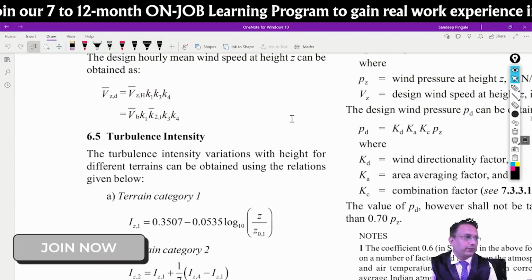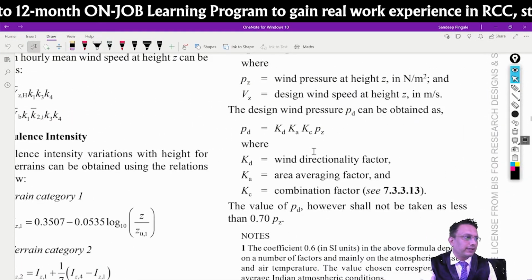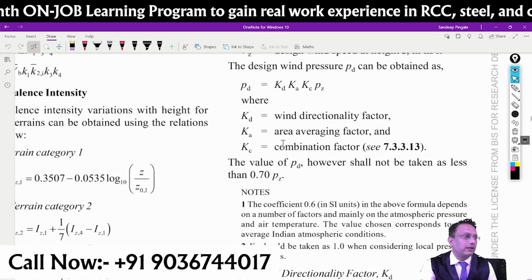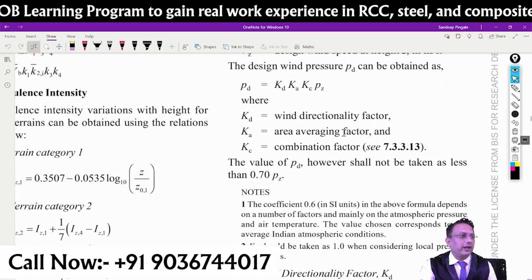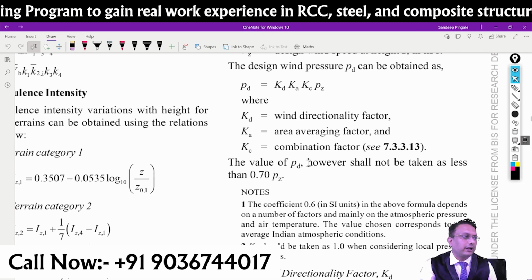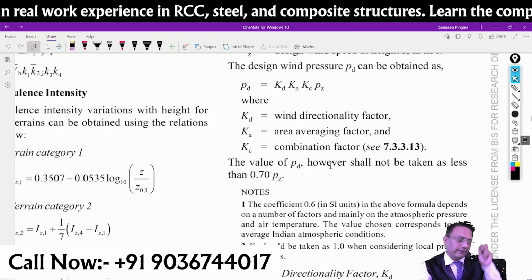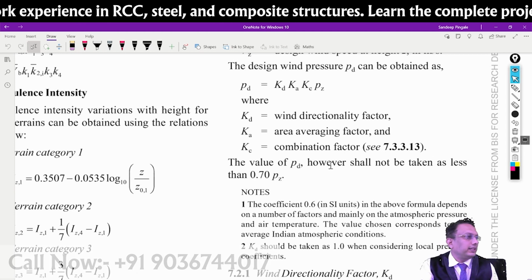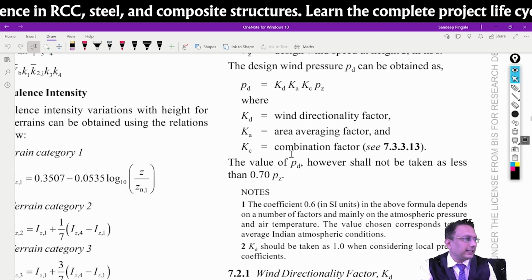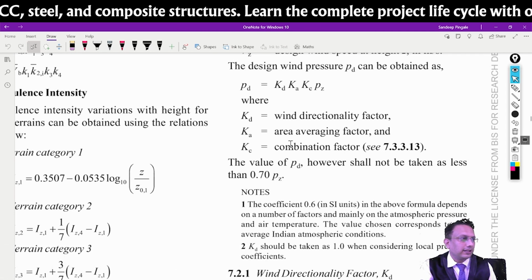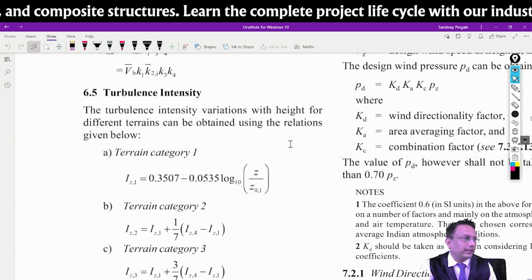Now, what is the next one? See here, all the dimensions are given. So Kd is what? Wind directionality factor. Ka is what? Averaging factor. And Kc is what? Combination factor. Now I think we had seen the Ka. We have also seen Kc, right? So what is pending? Kd. So where is the Kd?